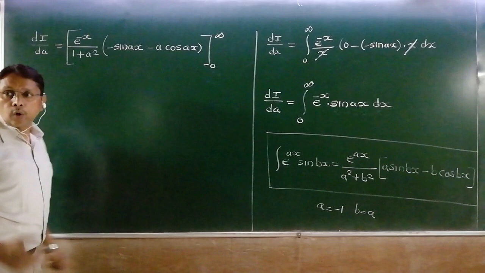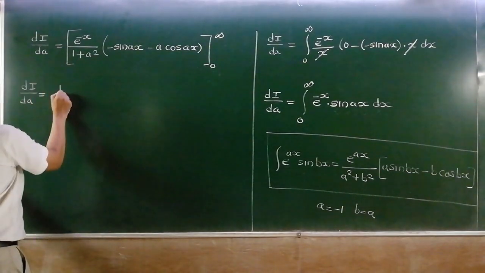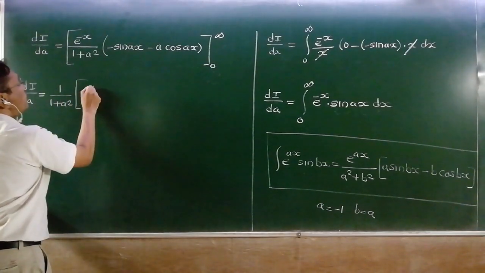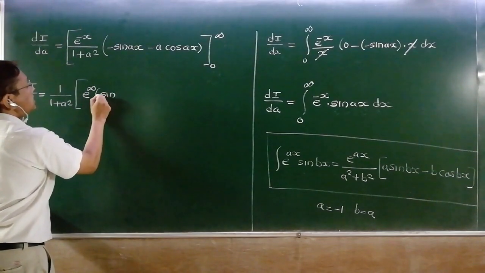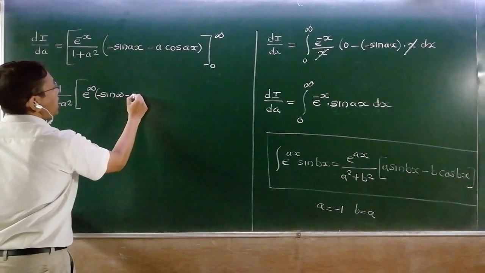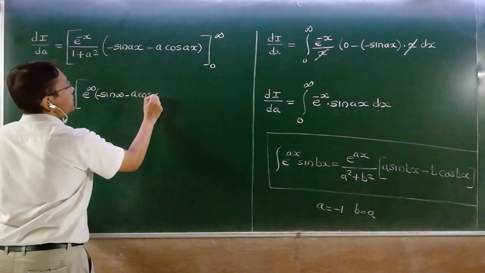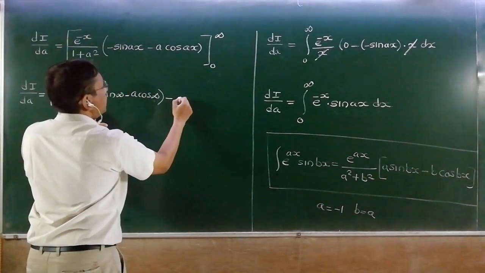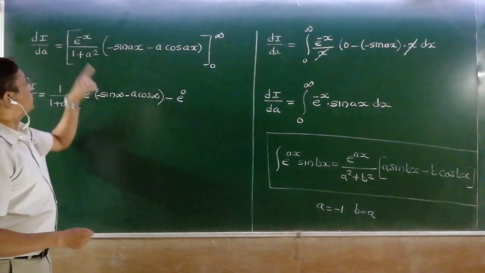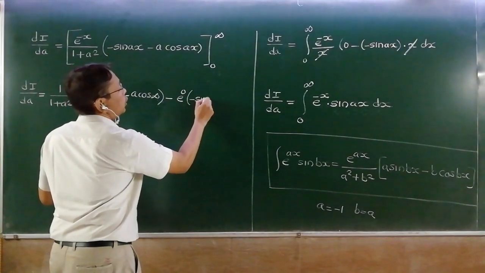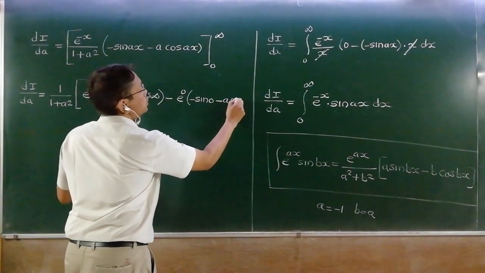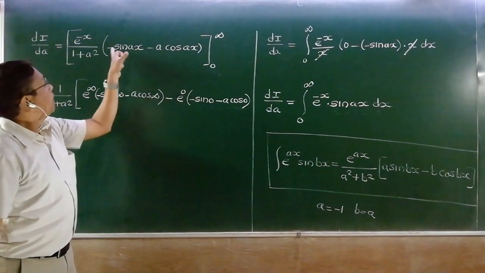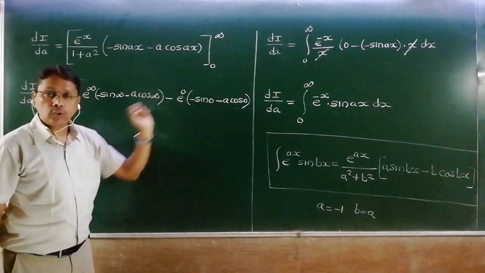Now we have to find dI by dA. So I am going to take 1 upon 1 plus a square aside, and now put the limits. Here we put the upper limit of infinity in e raised to infinity times (minus sin infinity minus a into cos infinity), minus the lower limit, e raised to 0, which becomes 1, times (minus sin 0 minus a into cos 0). Got it?